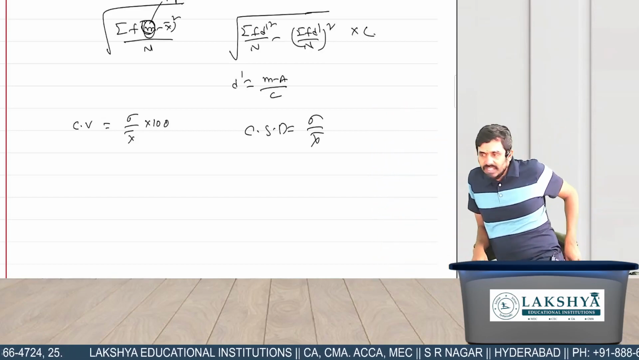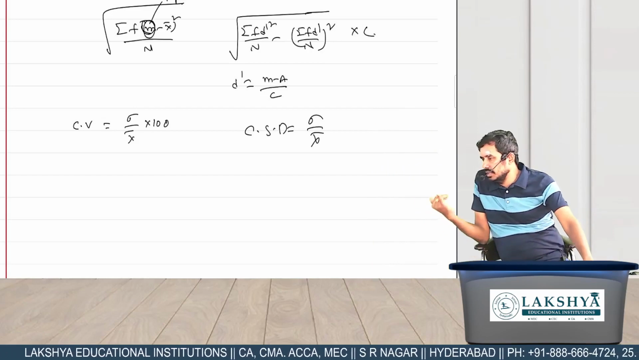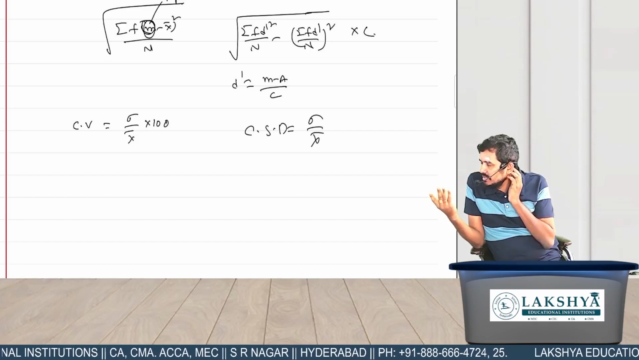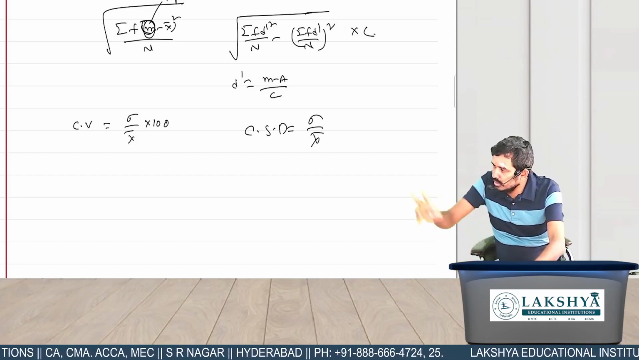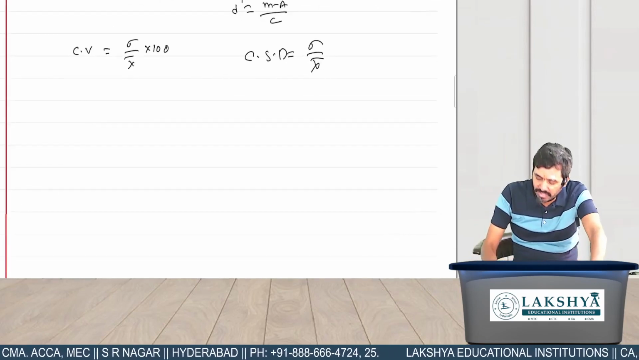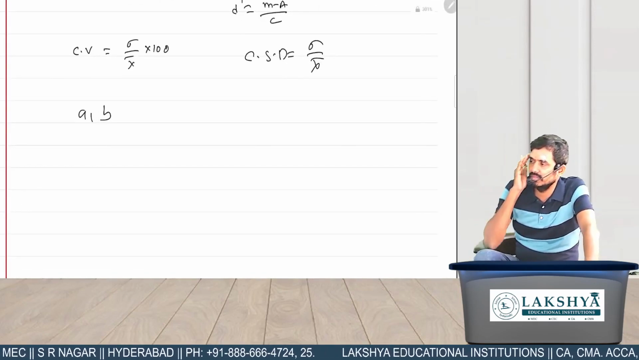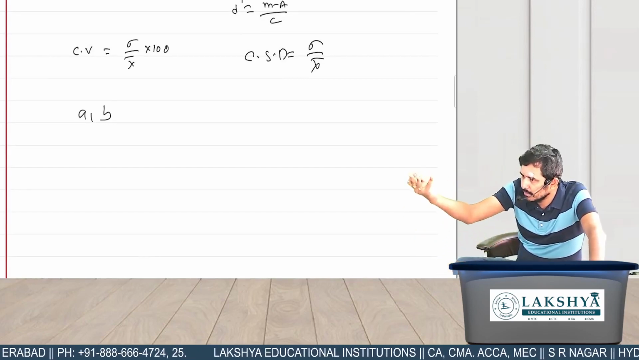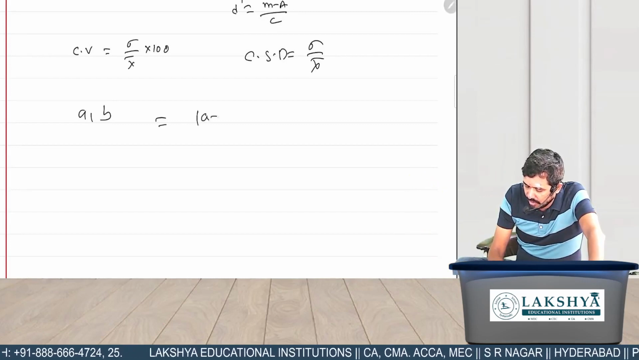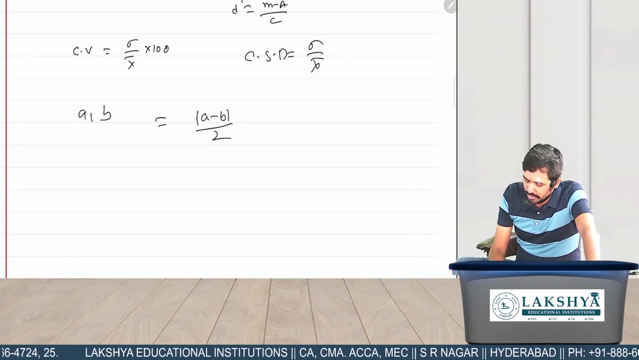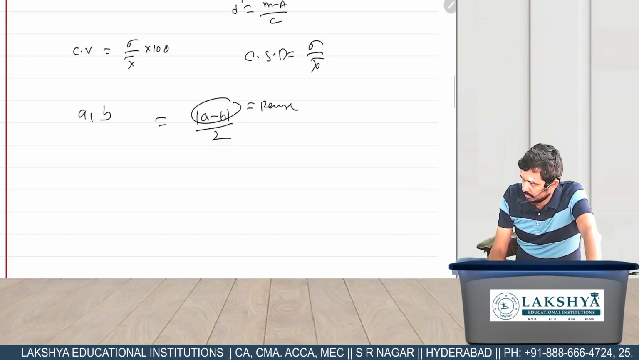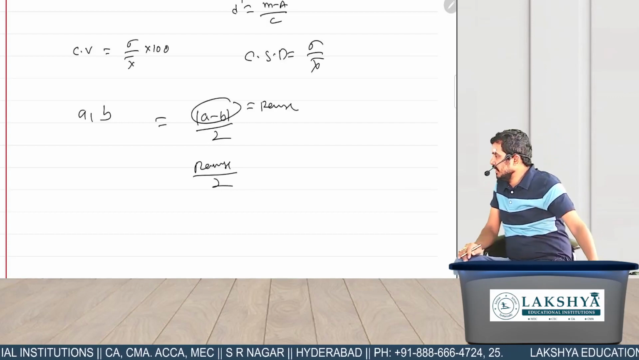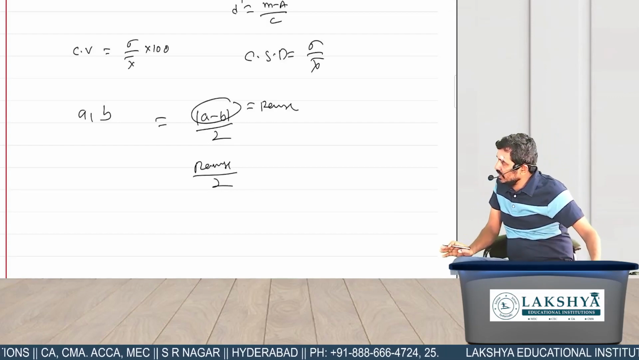What is the standard deviation of a single observation? 0. Range of a single observation, quartile deviation, mean deviation, and standard deviation of a single observation is 0. Suppose two observations are given, like A comma B. Then the standard deviation is half of range, modulus of A minus B by 2. The numerator is nothing but the range, so range by 2 is called standard deviation. All of you understand? Half of range.